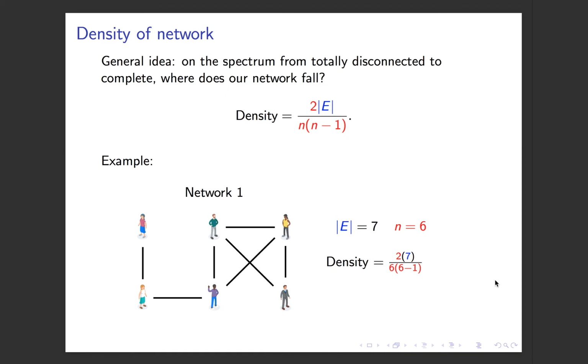Now once again, density is normalized to always fall between 0 and 1. So we could compare the density that we get with this network to the one that we had in our previous slide. In this case, we'll get 14 over 30, which is approximately 0.467. Our previous network had a density of 0.4, so this network would be considered more dense.